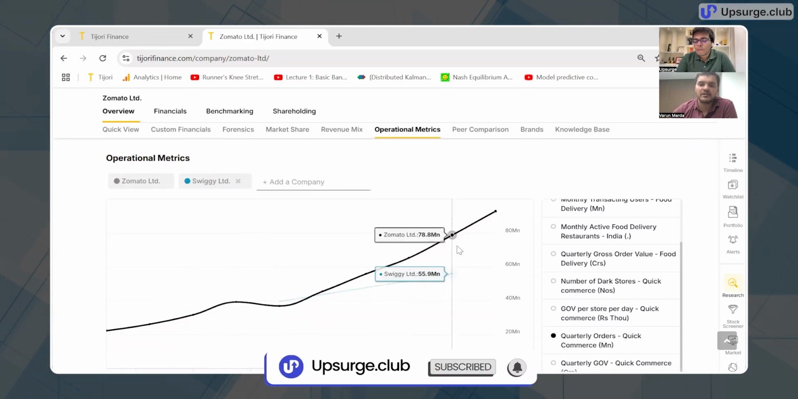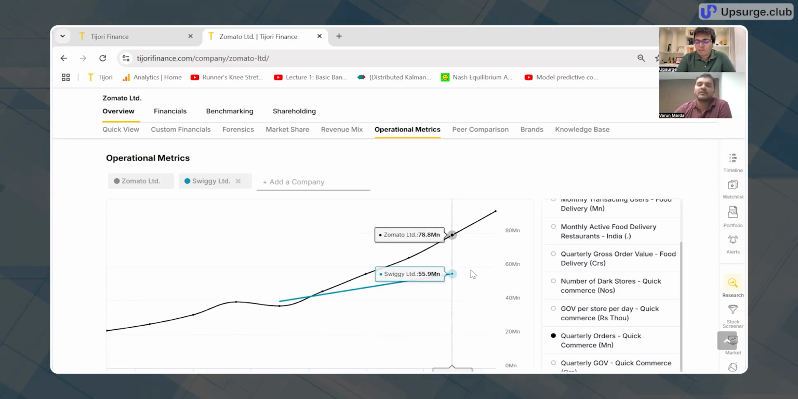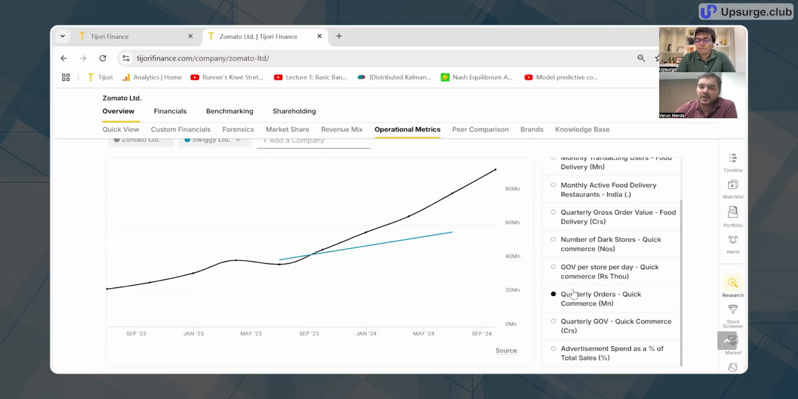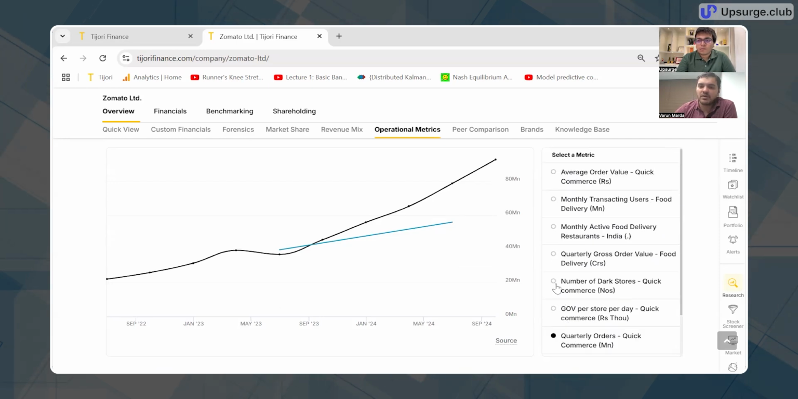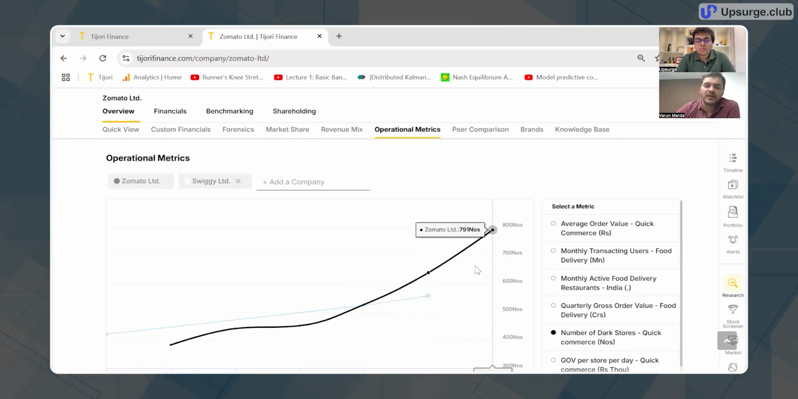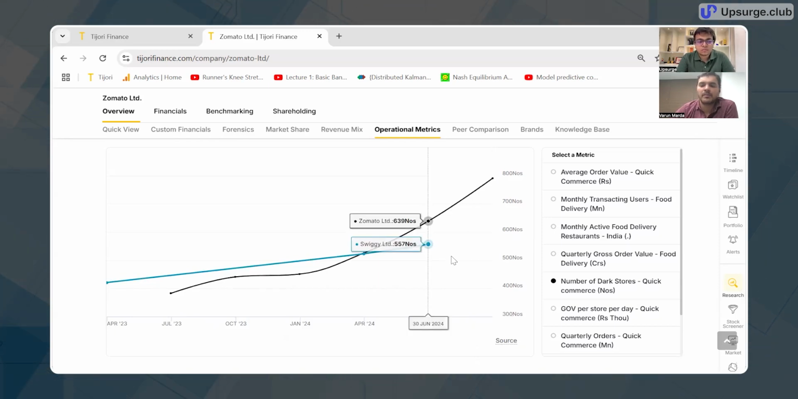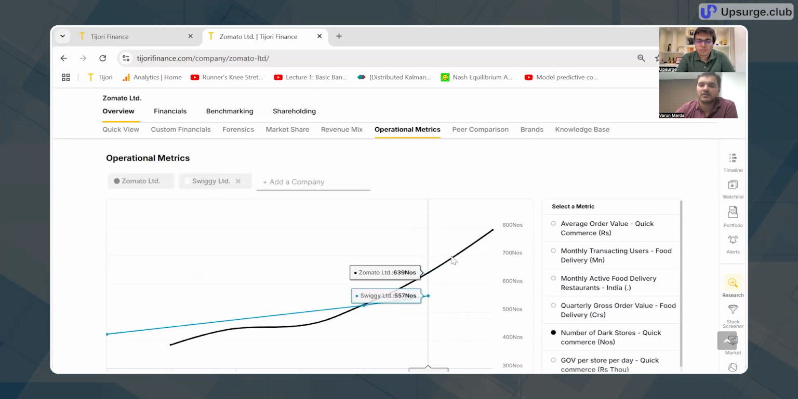So Zomato is getting 70 to 90 million orders. Swiggy's at 55 to 60 million. Number of dark stores of Zomato versus Swiggy, even that we can see. Zomato's at 600 and Swiggy's at 500. So basically stuff like that. You can get a good insight into the operational metrics or the key drivers of the company, which again ties back to what I was saying. We are focusing here on unstructured data rather than structured data.